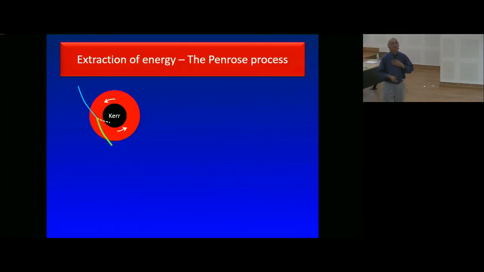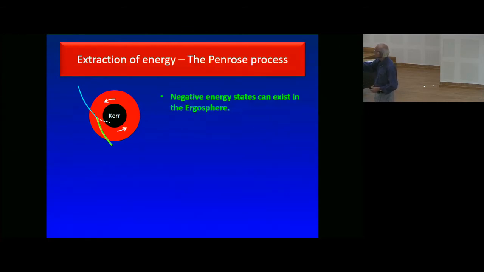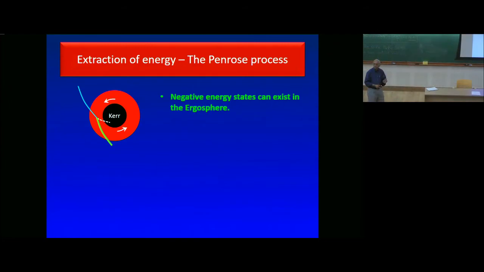Now, something very interesting can happen in principle inside the ergosphere, and this was pointed out by Roger Penrose a long time ago, more than 50 years ago. It is easy to show that negative energy states can exist inside the ergosphere. Remember, negative energy states can exist inside the Schwarzschild horizon too. There is no difficulty. But ergosphere is different from the horizon in the sense that I can go in and come out. So in principle, I can do something terribly clever.